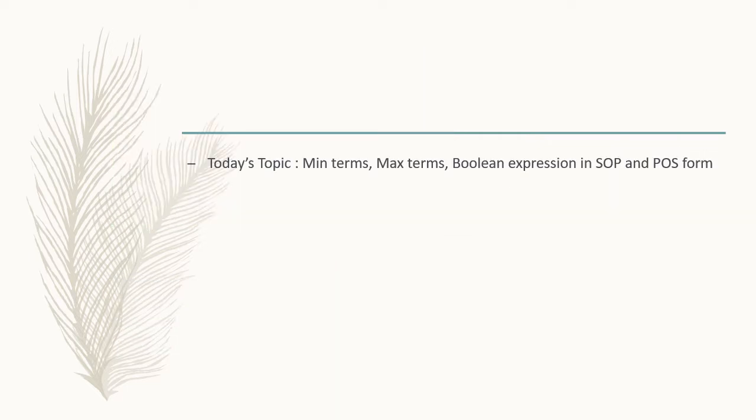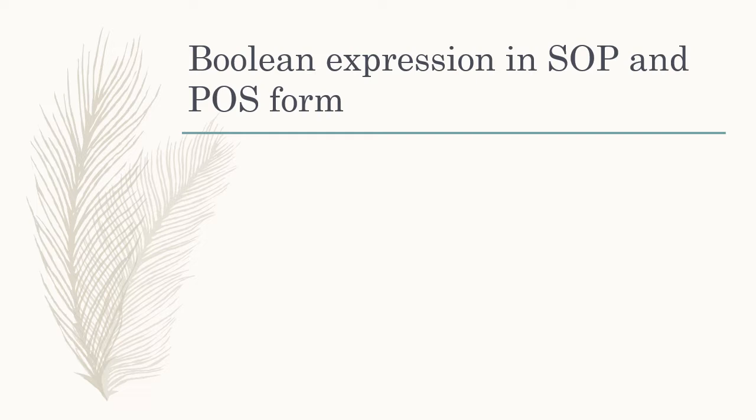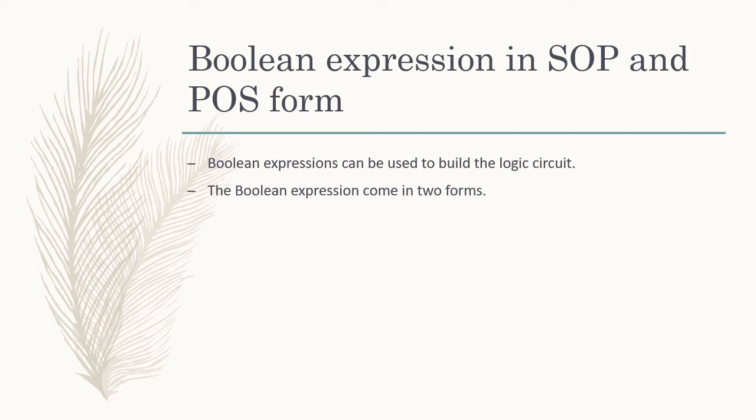Today we are going to discuss min terms, max terms, and Boolean expressions in SOP and POS form. SOP is the sum of product and POS is the product of sum form. Boolean expressions can be used to build the logic circuit, and the Boolean expression comes in two forms, that is SOP form, the sum of product form, and POS form, the product of sum form.